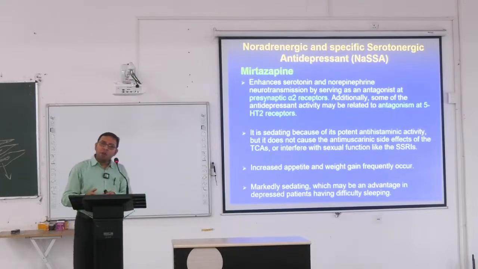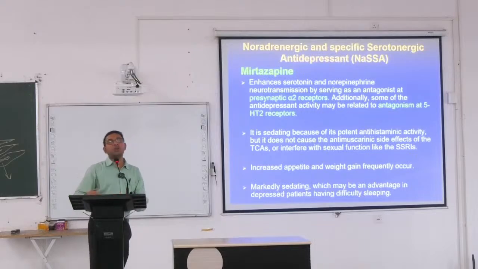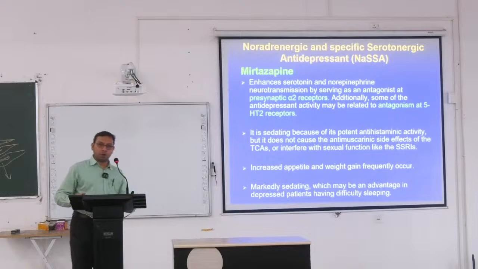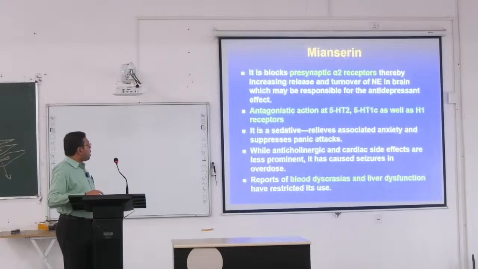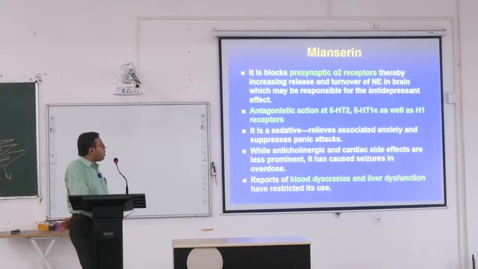মিট্রাজাপাইন। ট্র্যাজোডনও কিন্তু একই ইন্ডিকেশন, কিন্তু ট্র্যাজোডনটা কম ইউজ করা হয় কারণ it is associated with priapism and hepatotoxicity. So this is the important. Mianserin is a presynaptic alpha 2 receptor antagonist.